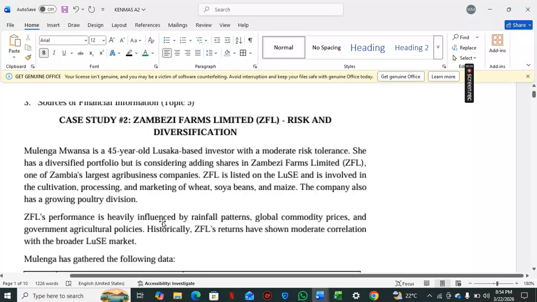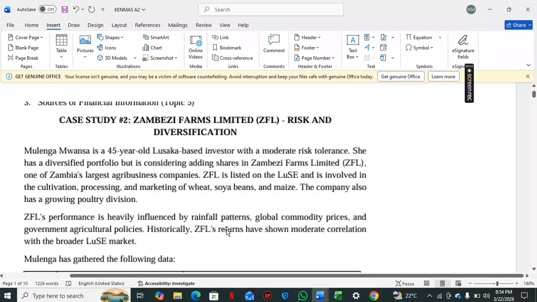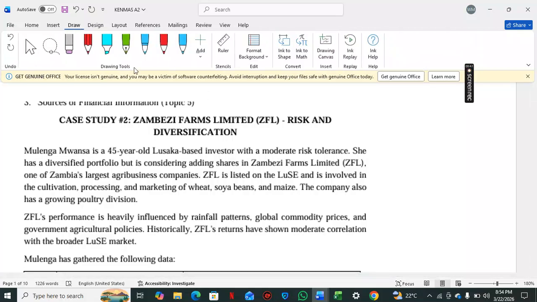ZFL's performance is heavily influenced by rainfall patterns, global commodity prices, and government agricultural policies. Colleagues, this is an example of unsystematic risk. This risk affects the sector where ZFL is. Rainfall patterns, commodity prices, agricultural policies are examples of unsystematic risk, which is industry specific.